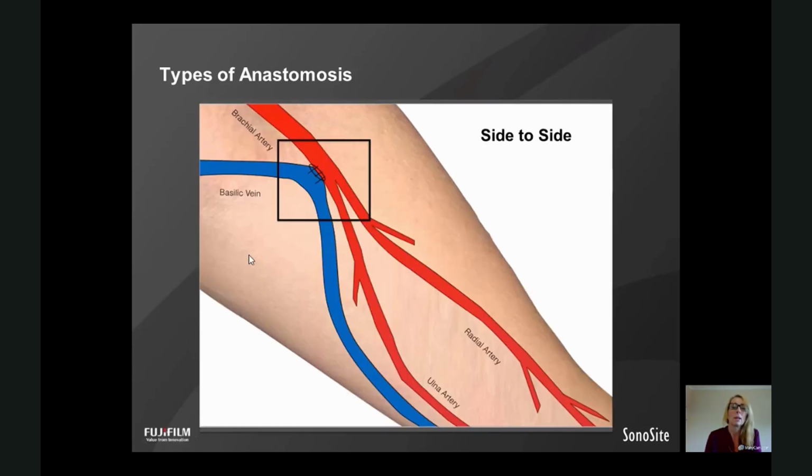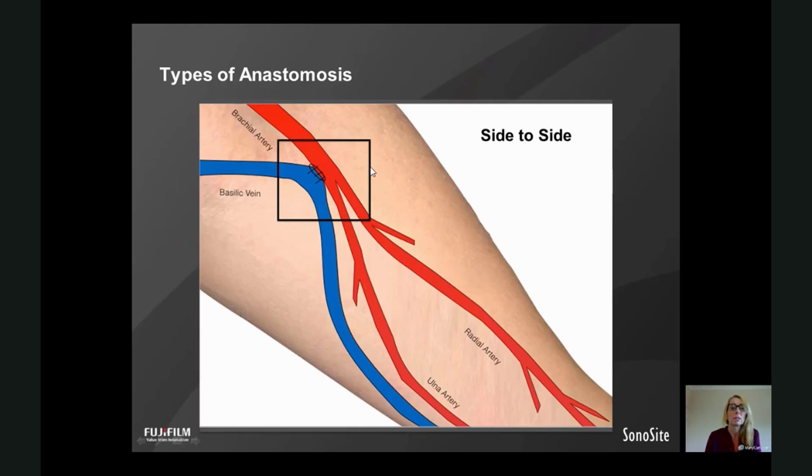A side-to-side anastomosis means that the vein isn't tied off at the distal end. It's kept open, and so the side of the artery is joined to the side of the vein via small holes made by the surgeons, and then blood can flow from the artery and can travel back up the arm or down towards the hand. It can travel in both directions.